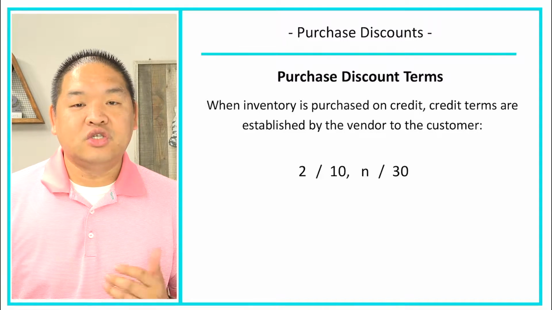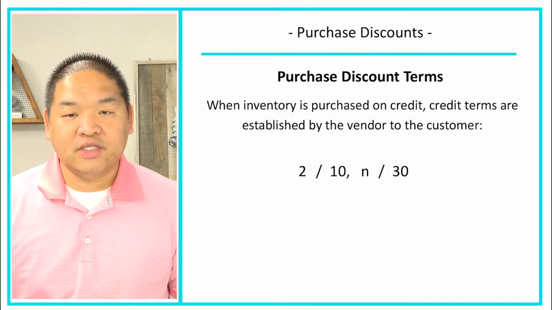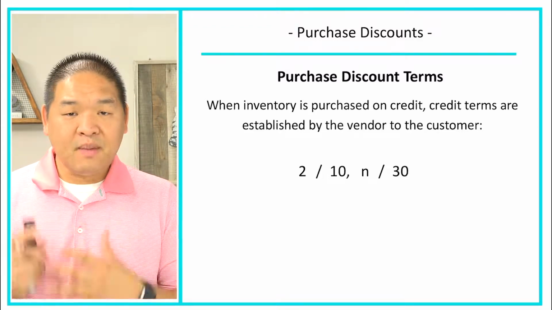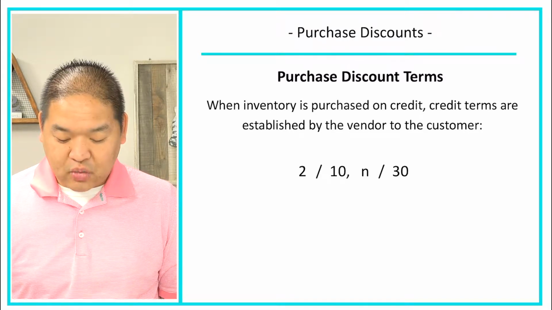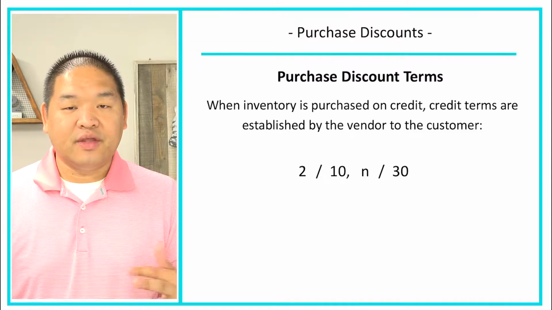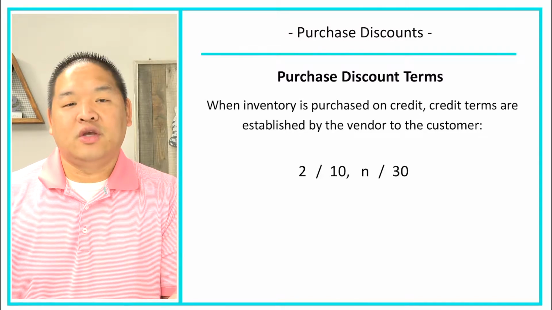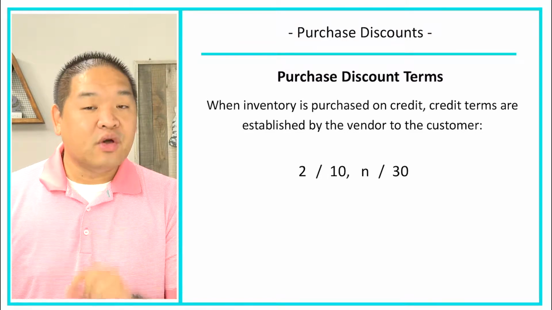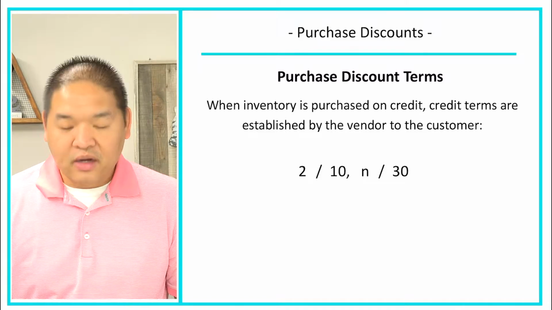So when we do have these purchase discounts, we usually put them in terms. On your screen, you see these weird numbers and dashes, and I'm going to show you how we read it. But it also tells us some information about the purchase discount term. So when inventory is purchased on credit, credit terms are usually established by the vendor to the customer. Like I said, not all vendors offer this, because some customers are good at paying on time, or have other resources that they can pay with. But for those vendors that do offer it, this is how those credit terms are established.